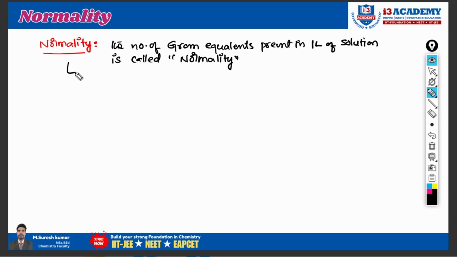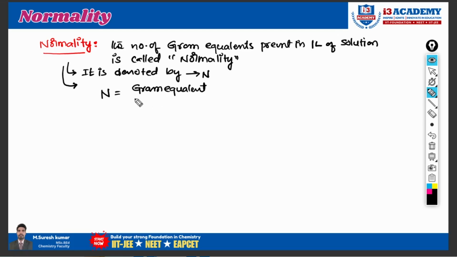Second point, it is denoted by capital N. Third point, normality, capital N, is equal to the number of gram equivalents present in 1 liter of solution, divided by volume in liters.